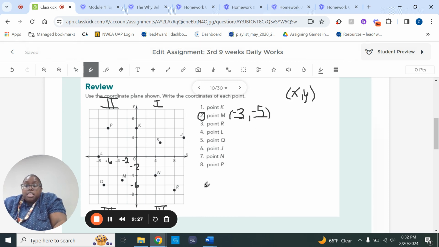I have successfully identified the position of point M. And you simply just have to do this for every other point that is here. Identify the X, identify the Y, and then you're done. So that is all for this assignment.